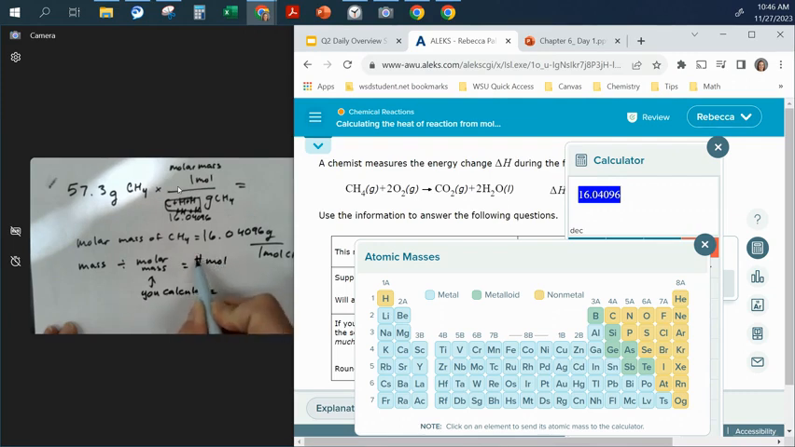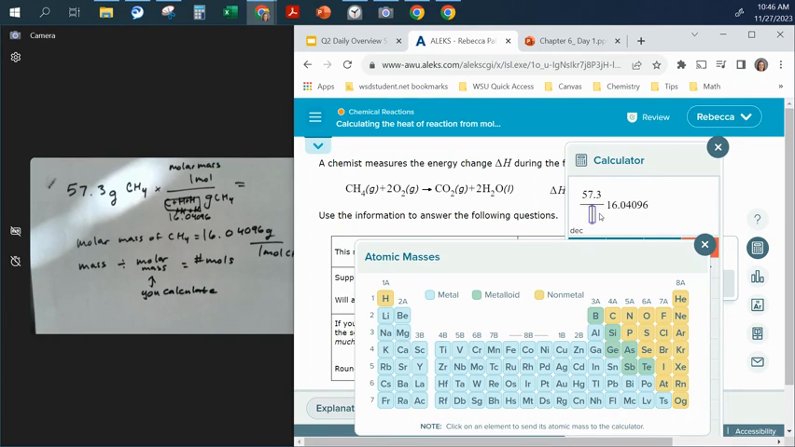Is there always just the one of it? Like there's just one methane? No, you need to look at the chemical equation. Yes, good question. Okay, so let's do that. Let's do our number divided by our molar mass. So 57.3, right? Okay, divide by our molar mass.